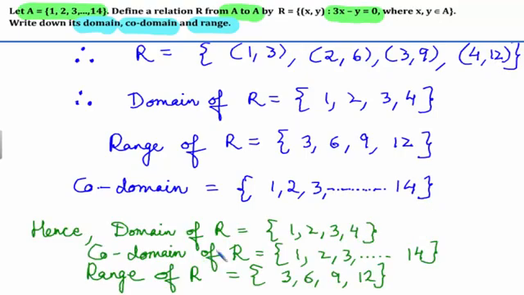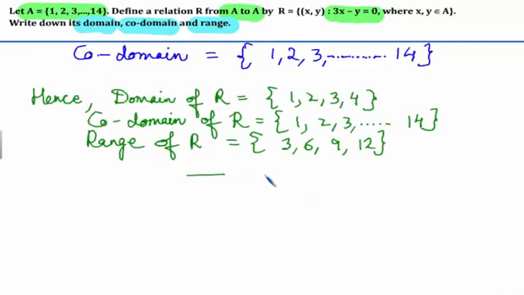Hence, domain of R is equal to 1, 2, 3, 4. Codomain of R is the given set A, that is the set of natural numbers from 1 to 14, and range of R is 3, 6, 9, 12. So with this we come to the end of the solution of this question.